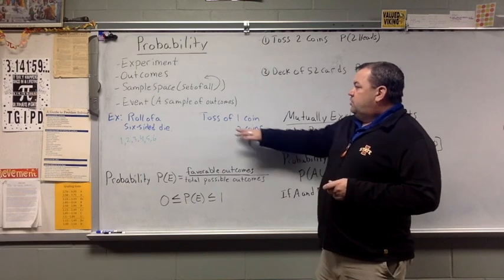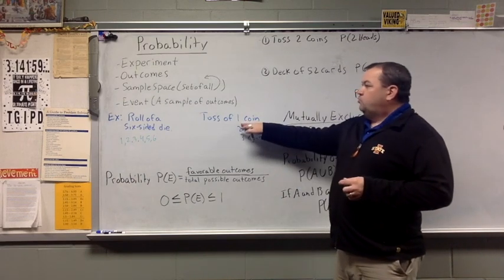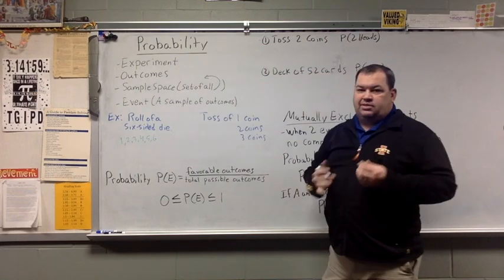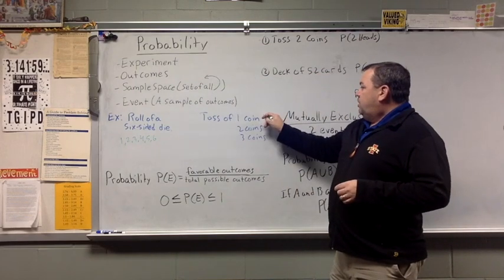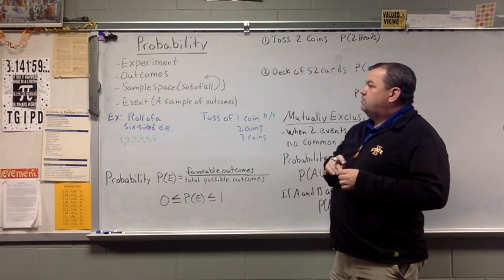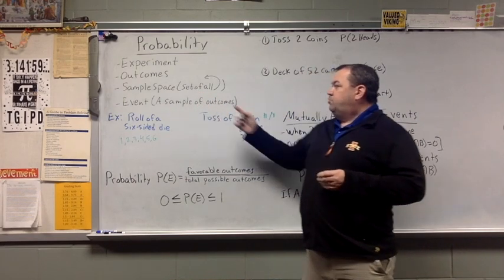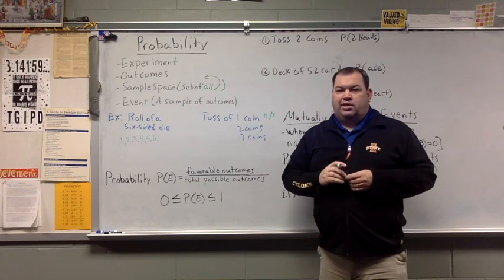If we talk about tossing a coin, if I toss one coin, that's one experiment. It has 2 outcomes, a heads and a tails. So I could get heads, I could get tails. That's the sample space, and the event would be what I want to happen, a heads or a tails.